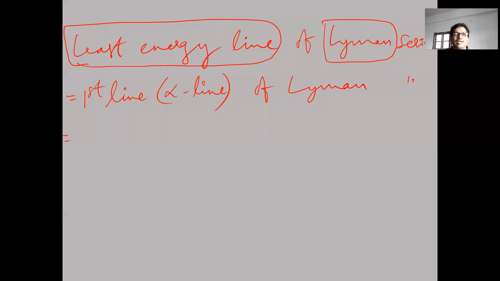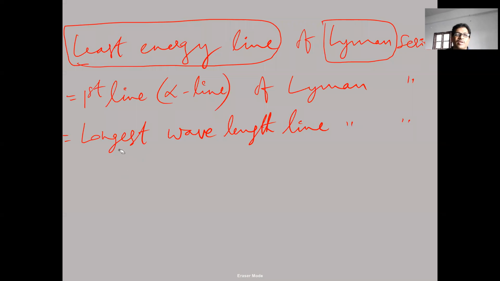Next, the same thing. Here, least energy means the wavelength should be longest. So the longest wavelength line of the Lyman series, or the first line of the Lyman series. Now whenever the Lyman series is mentioned, N1 must be 1, because for any line of the Lyman series, the N1 value will be 1.